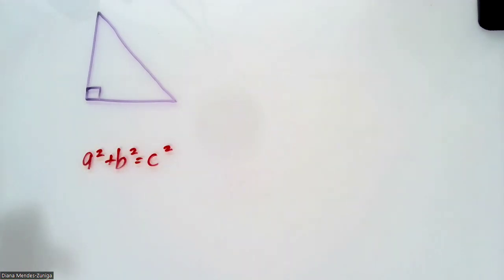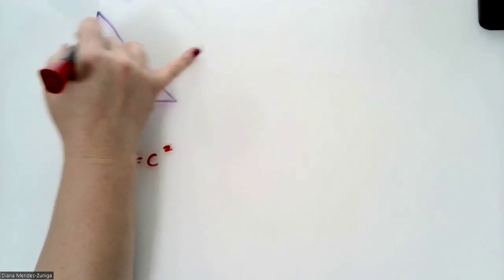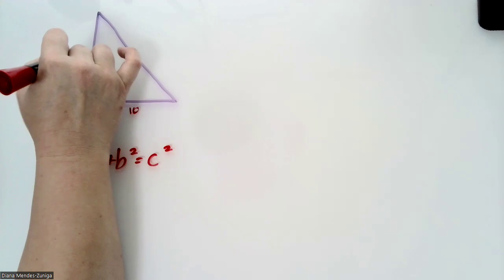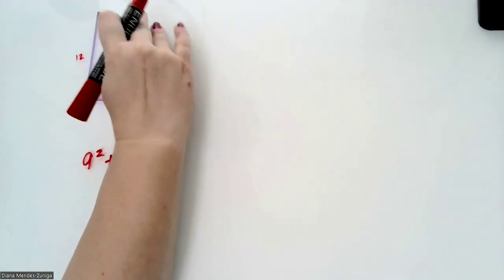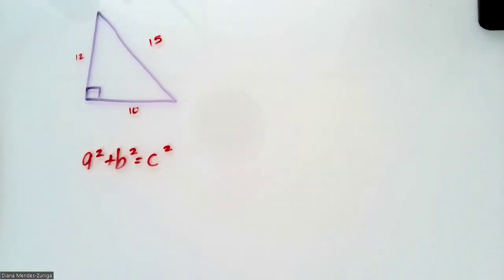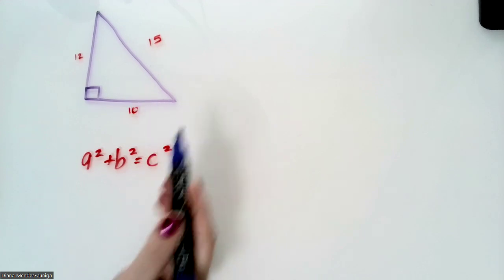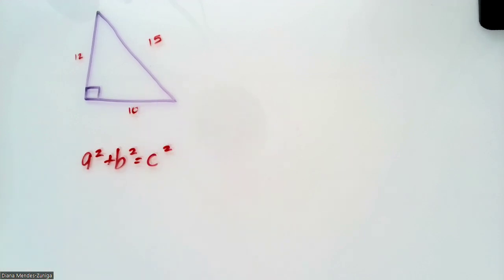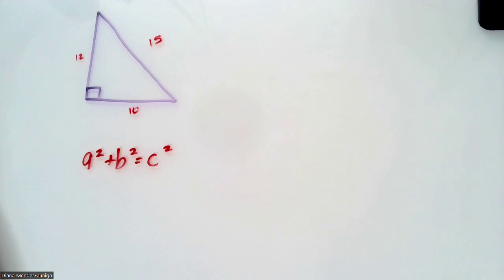You can look at this triangle and say, okay, but how do I know? Let's mark this side 10. Let's mark this side 12, and let's mark this side 15. Okay, so you're asking yourself, well, how do I know what is A, what is B, and what is C? Because if it equals C squared, how do I know which one is the C? So how we figure this out is by knowing what sides are A, B, and C.